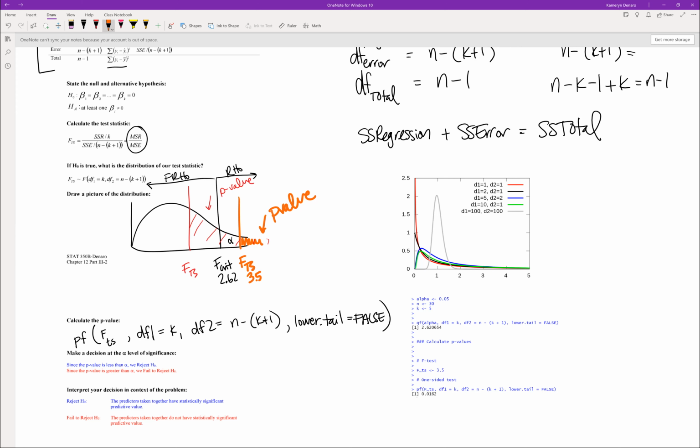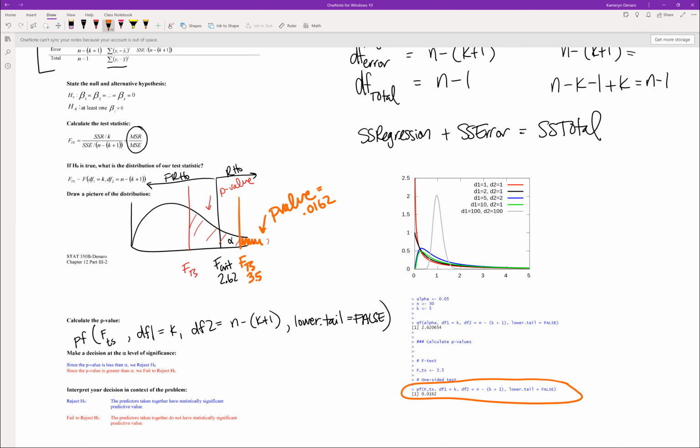So we can already see that this test statistic is beyond the critical value. But if we want to actually calculate the p-value, the area under the curve that's greater than 3.5, we can use this code right here. We can say, give me the probability under the F distribution of this test statistic where degrees of freedom 1 is k, degrees of freedom 2 is n minus k plus 1, and lower.tail equals FALSE. So give me the upper tail. And we find that this p-value is 0.0162.